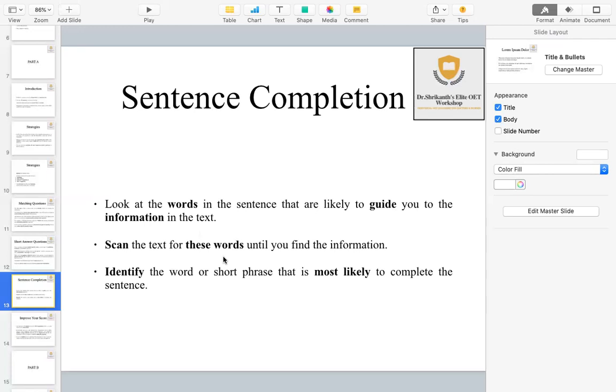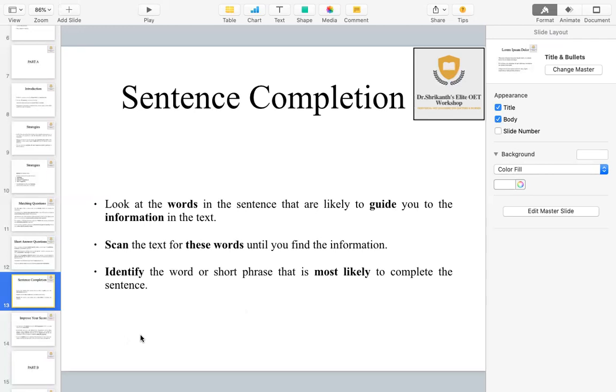So this is why I always tell my students, you do the keyword analysis. Highlight the words, and if you do this, scanning the four texts becomes much faster. You can rapidly do that, and then you can rapidly get the correct answer. Identify the word or short phrase that is most likely to complete the sentence. And once you have done this, you just have to identify the correct answer and then complete the sentence that has been given.